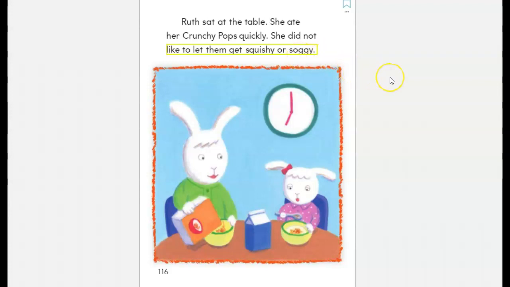This week we have also talked about author's word choice. The words that the authors use can help describe what something may feel or look like. When Ruth is talking about her cereal, she says she does not like them to get squishy or soggy. Squishy and soggy are very descriptive words. When I read this sentence, I thought about what soggy cereal looks like and tastes like, or squishy cereal.